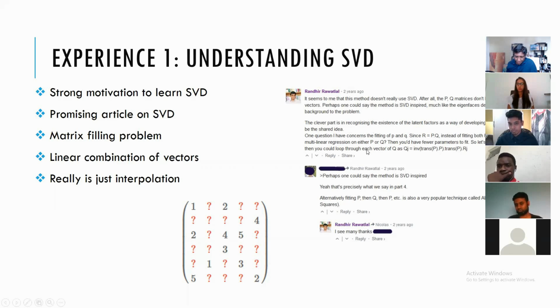In fact, if you read this, I'm being much nicer to him than I probably was feeling after spending all that time. And then he latched on to the one good thing I said, which is yes, it's SVD inspired, and he says we do say that in part 4. Of course, part 4 is pages and pages into it, and when I looked at it, he didn't really say that. So this is an example where someone has misrepresented the nature of the problem that he was solving.